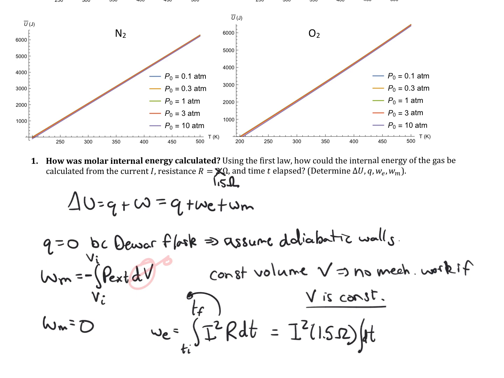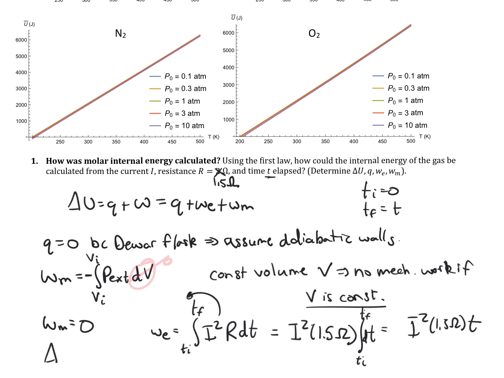Then we have the integral of dt from ti to tf, which in this case is just the time t. We're going to say ti is equal to 0, tf is equal to t, and so this is just going to be equal to I squared times 1.5 ohms times t. So we know this current I, whatever it was during the experiment. We know the resistance. We're keeping track of the time. Maybe we're collecting data points on the pressure and temperature every 1 second. So this will let us now know how much electrical work we did at each point.